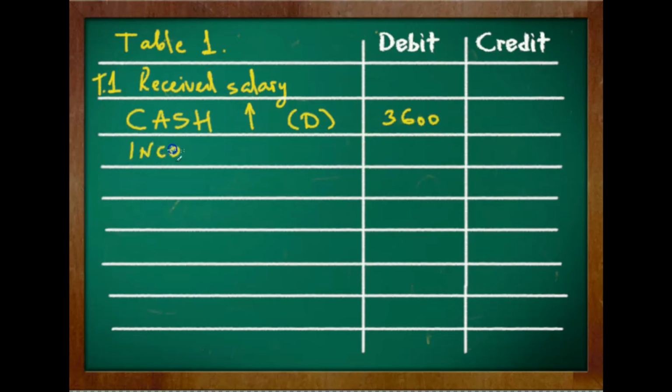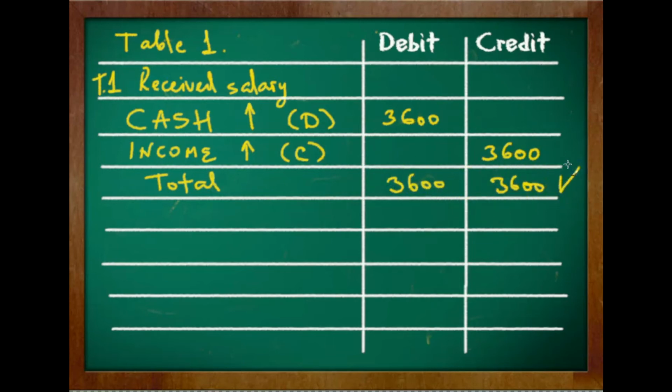The correspondent account income is credit account, I got the income means my income value goes up, then I need to credit my income account. I put $3,600 for income from salary in credit column. Total debit equals total credits, $3,600.